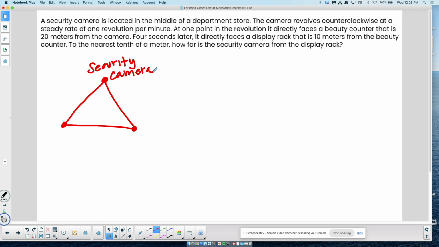Then says the camera revolves counterclockwise at a steady rate of 1 revolution per minute. At one point in the revolution, it directly faces a beauty counter that is 20 meters away. So 20 meters away from our camera, we have our beauty counter.